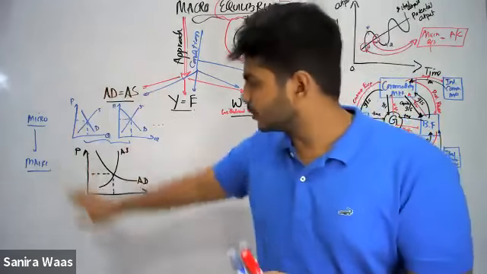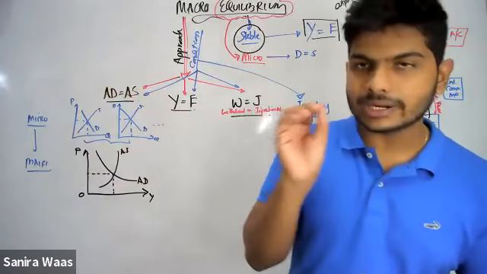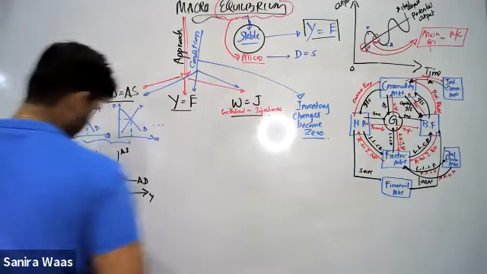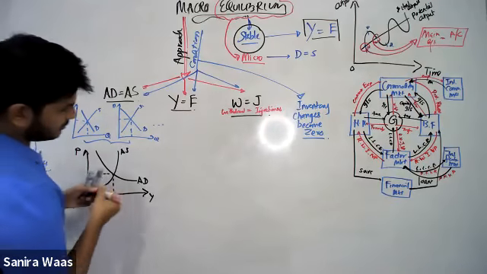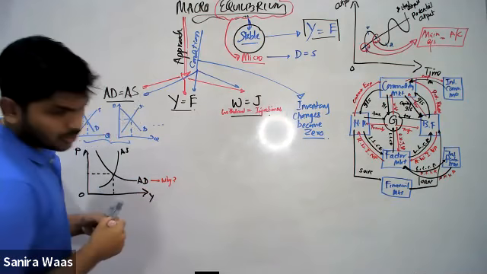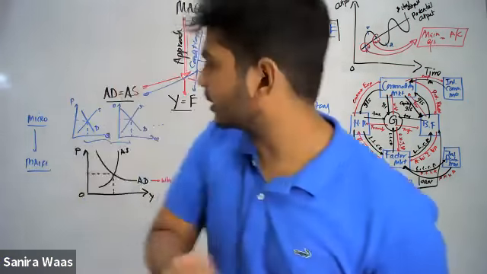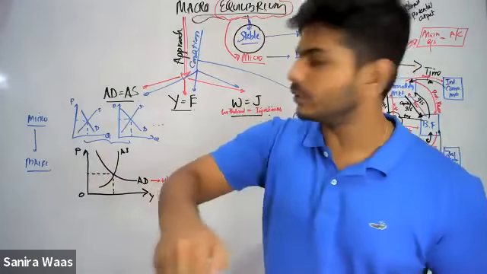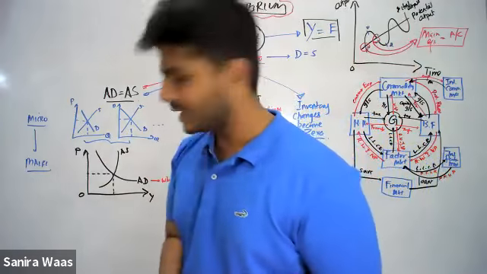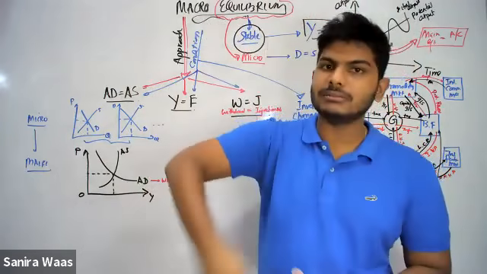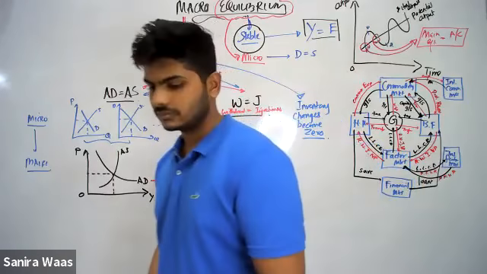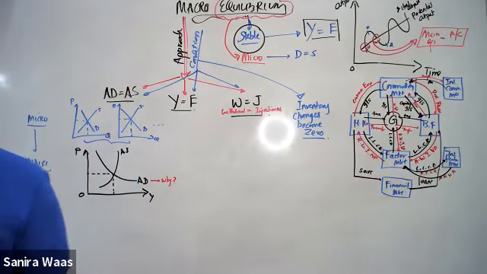So in this scenario, what can be tested in the exam? A simple point. Tell me why your aggregate supply curve has this kind of curved shape rather than being a direct straight line. That is the first question. Tell me why.